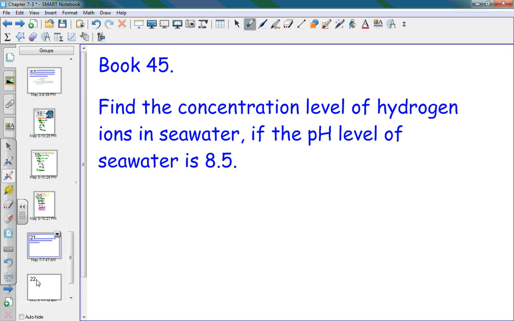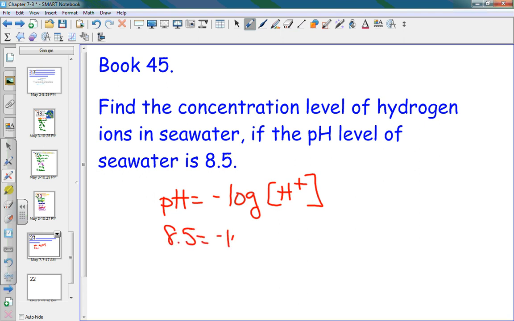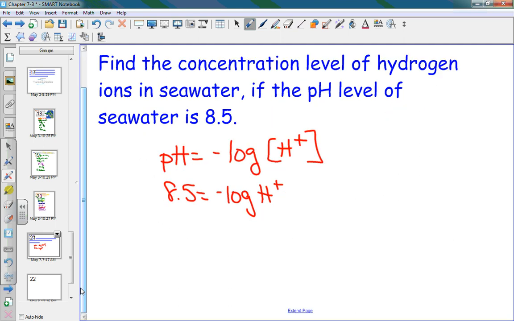So what this means is I still have pH is equal to negative log of the positive hydrogen ions. Now what's my pH? 8.5. And what am I solving for? The H plus, which represents hydrogen ions. So what do I get rid of? The negative, so I'm going to divide both sides by -1. That's gone, and I have negative 8.5 is equal to log of H plus.